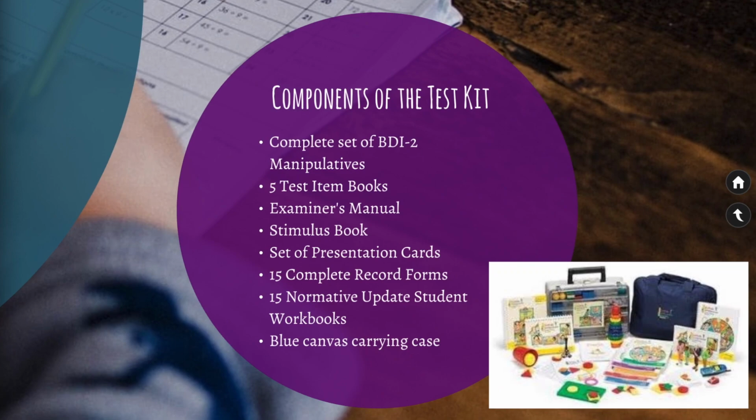Components of the test kit. This kit includes a complete set of Battelle Developmental Inventory 2 manipulatives, 5 test item books, examiner's manual, stimulus book, set of presentation cards, 15 complete record forms, 15 normative update student workbooks, and a blue canvas carrying case.